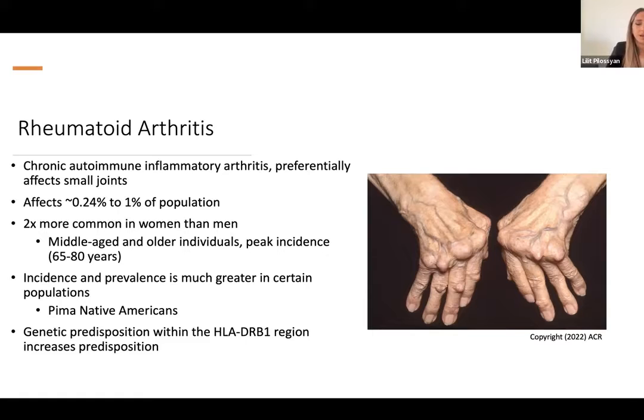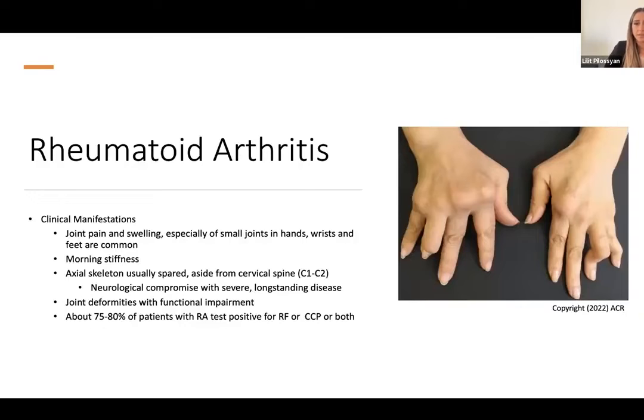It's interesting, however, that if it does occur in men, they have a higher likelihood of developing extra-articular manifestations such as these subcutaneous nodules, ILD, etc. The incidence and prevalence is much greater in certain populations, primarily Native Americans, who are 10 times more likely to get rheumatoid arthritis compared to the rest of the population, especially in the US. Their disease is actually pretty aggressive and difficult to manage as well, so something to keep in mind. And lastly, there is a genetic predisposition associated with rheumatoid arthritis, specifically HLA-DRB1, which I will talk a little bit more about in upcoming slides.